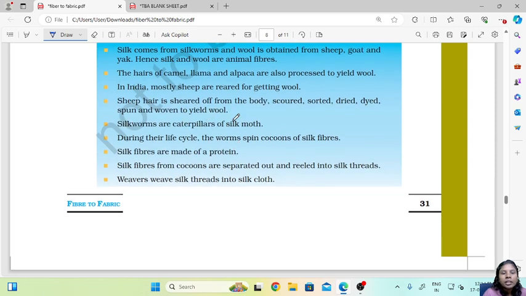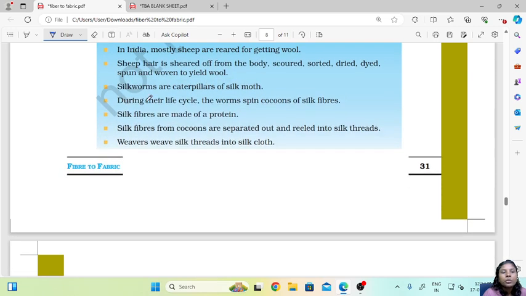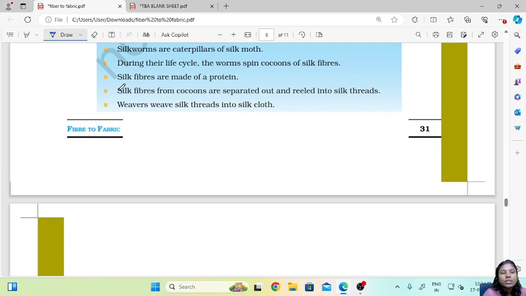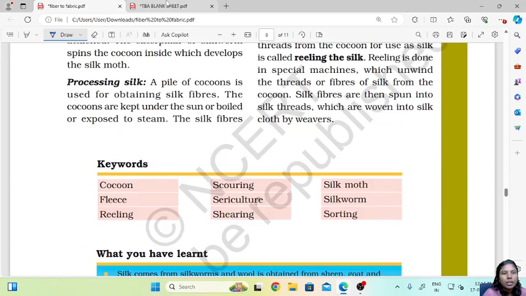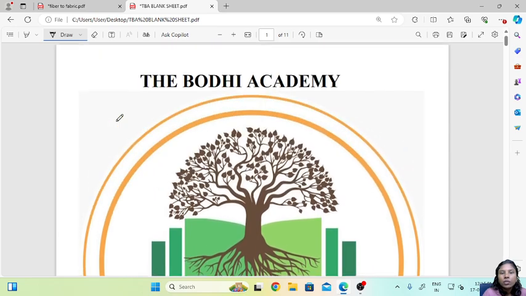Silkworms are caterpillars of the silk moth. During their life cycle, the worms spin cocoons of silk fibers, and these cocoons are the ones that we use to produce silk. Silk fibers are made up of a protein. Silk fibers from cocoons are separated out and reeled into silk thread. Weavers weave silk threads into silk cloth. So that was it for this chapter.